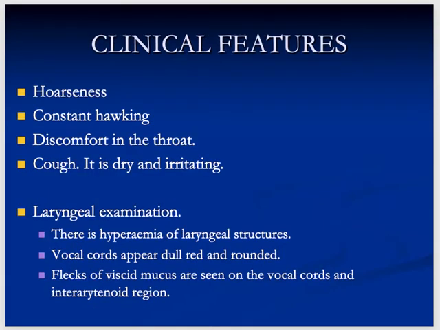So how do they present? They present with hoarseness, constant hawking. Why do they have constant hawking? Because there is dryness in their throat and they keep on clearing their throat all the time like this, right? Because they feel discomfort in the throat and they have cough as well. When you examine them, you will find the throat is hyperemic and the vocal cords appear dull, red and rounded. Sometimes flecks of viscid mucus can be seen on the cords.